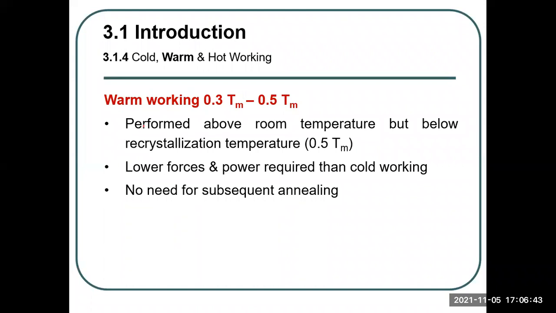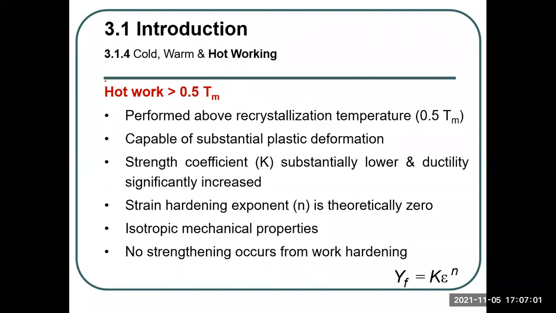Then warm work is something in between: just above room temperature but below 0.5 of the melting temperature. Because you increase temperature, the force and power will be lower, and there is no need for annealing. We focus more on hot work because it's above the recrystallization temperature already, so it's capable of substantial plastic deformation. The strength coefficient is substantially lower and ductility significantly increases. We have already seen the graphs: if temperature is too high, strength is lower and ductility is higher.